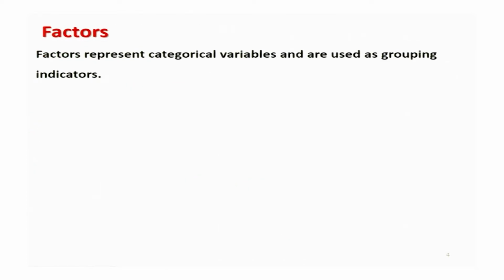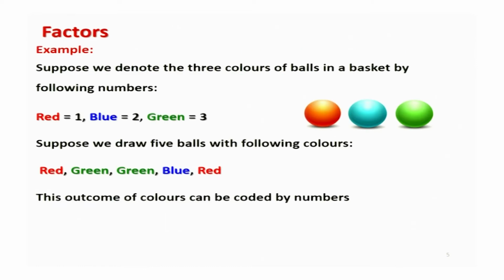So now the main important thing you have to learn is that the factors in the R software represent the categorical variables and are used as grouping indicators. You will see in statistics that many times we are trying to do categorical analysis, etc. So in R the same thing is called a factor.